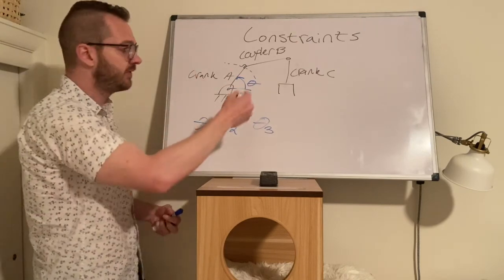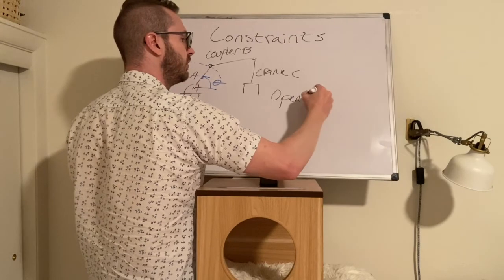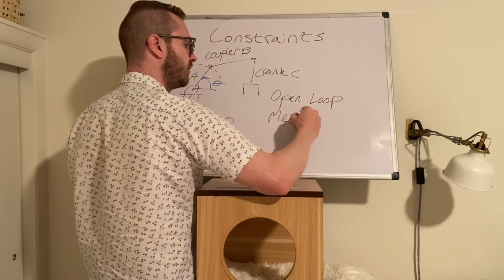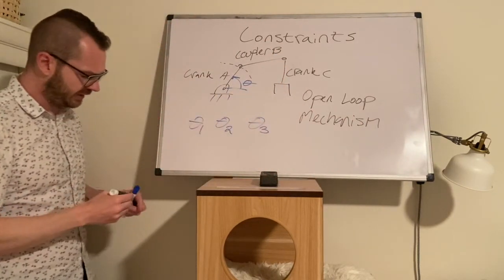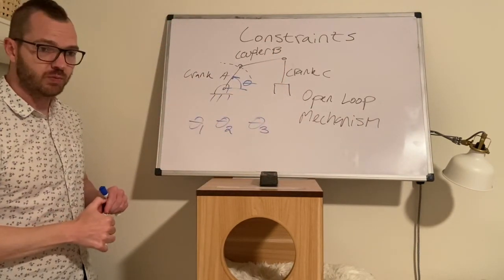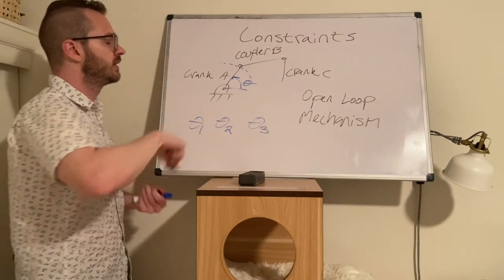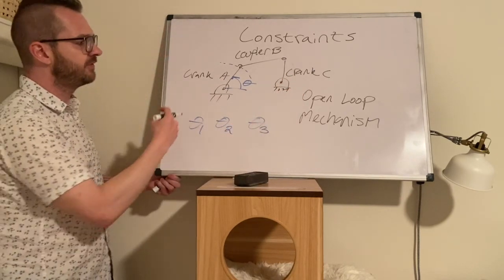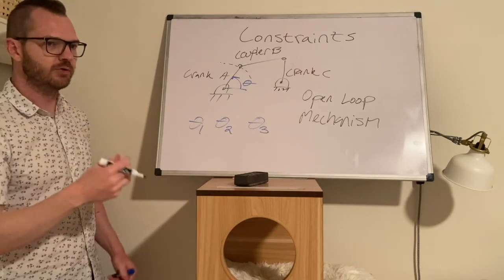This arrangement, this is called an open loop mechanism. That's what we see here with this robotic arm. If we go back and we turn it into the 4-bar linkage again, I put a pin joint on here, this is no longer an open loop mechanism. Now this becomes a closed loop mechanism.